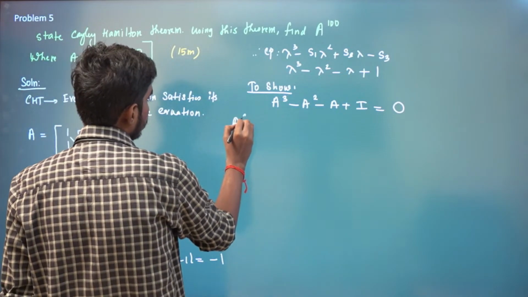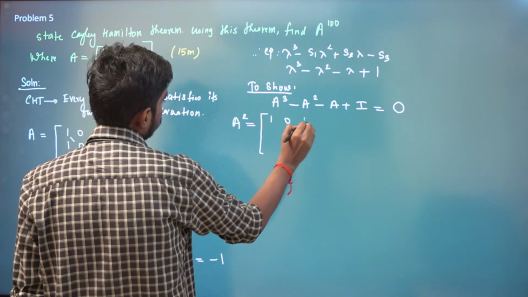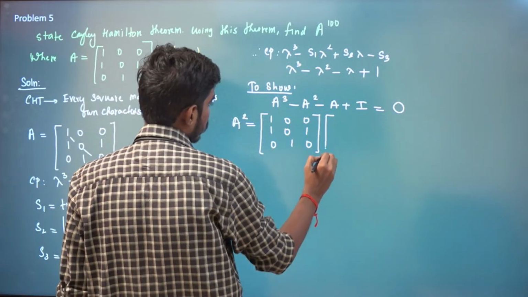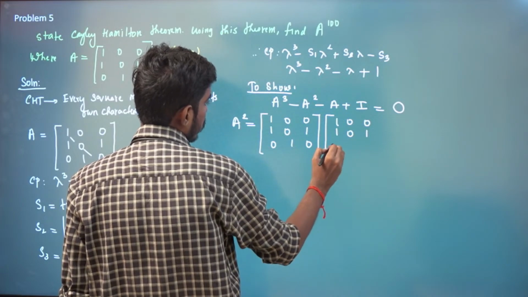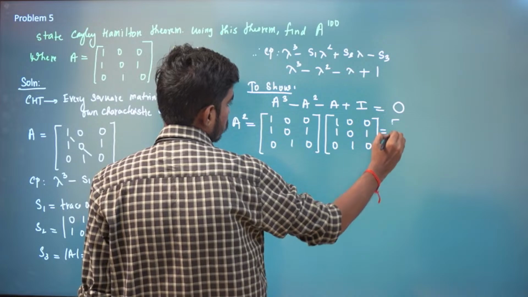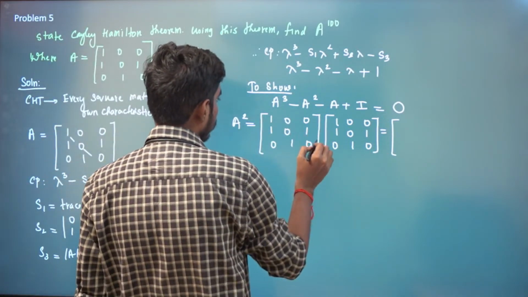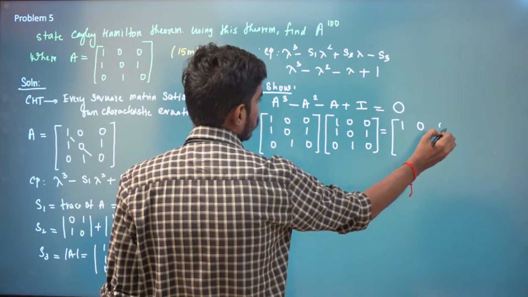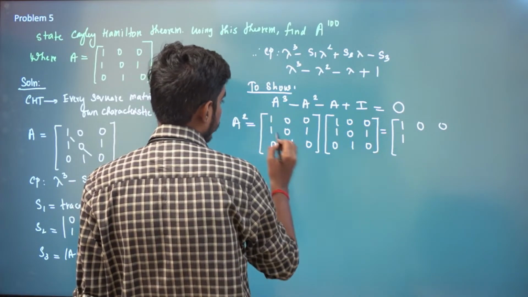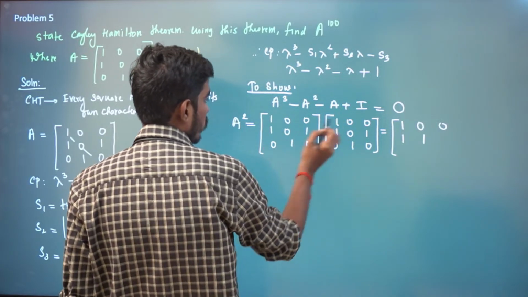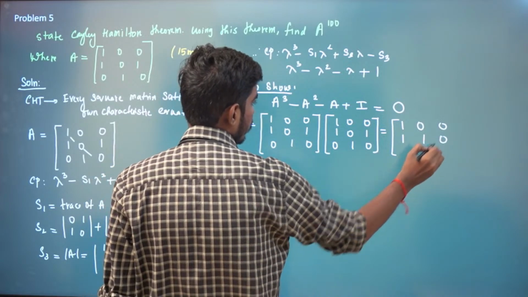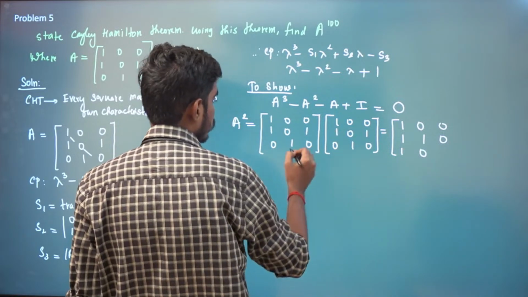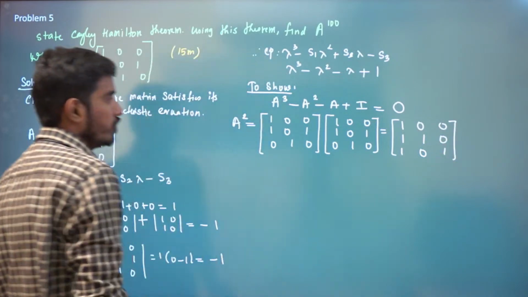First, what is A square? A square is 1 0 0, 1 0 1, 0 1 0 times 1 0 0, 1 0 1, 0 1 0. Multiplying row by column, this will be 1 0 0, 1 1 0, 1 0 1. This is your A square, right?